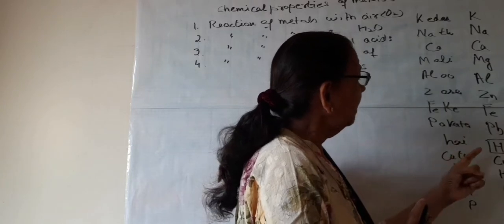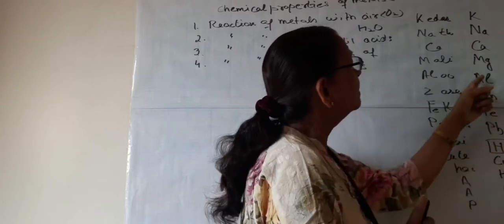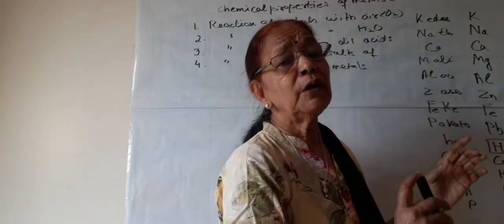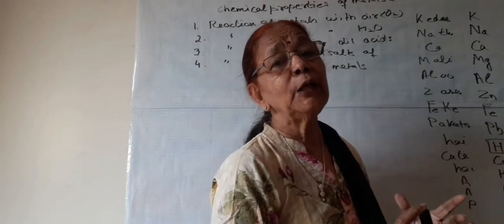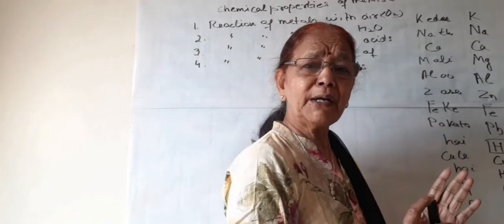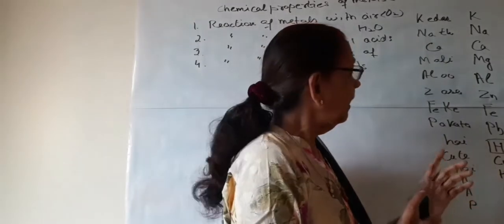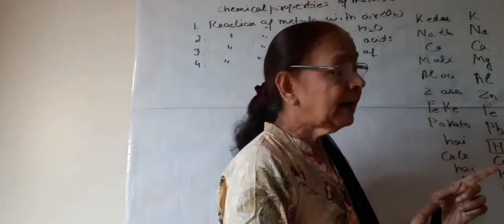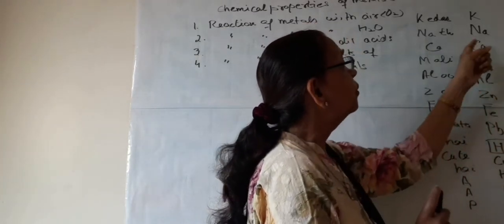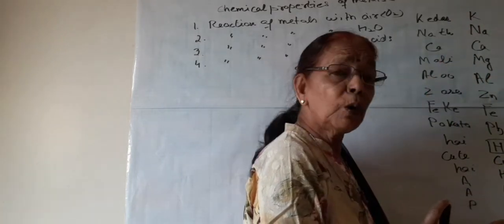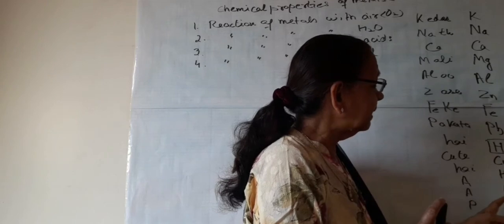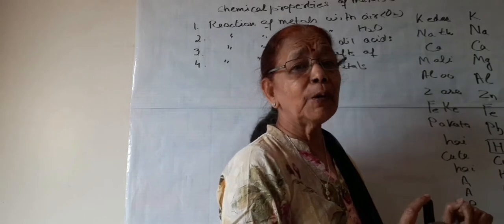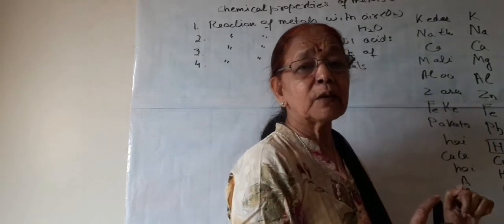So what does it mean? It means that all these metals above hydrogen can replace hydrogen from water and dilute acids. All the acids have hydrogen. Water also has hydrogen, and this hydrogen can be replaced from water and acids by these metals only. The metals below hydrogen, copper, mercury, silver, gold and platinum, cannot replace hydrogen from dilute acids or water.